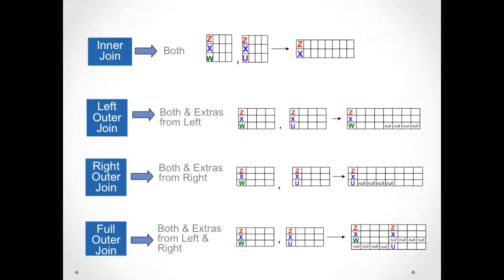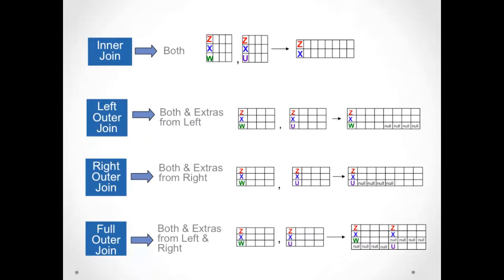So now we're going to talk about the joins. As Sharab was saying, with the joins there are different flavors of joins. The first one at the top is an inner join, and that means you only want the data that's in both tables. So the first table has patients Z, X, and W. The second table has Z, X, and U. If I do an inner join, then I'm only going to get a result table with Z and X in it. Make sense?